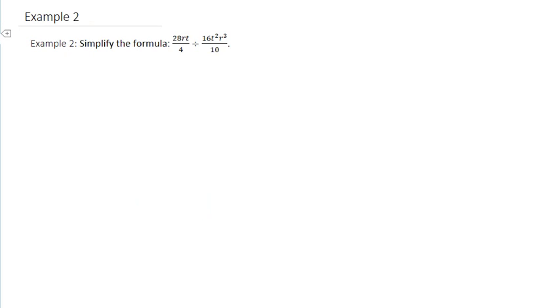Simplify the formula. So here we have 28rt over 4 divided by 16t squared r to the third over 10. So once again, let's expand this out a little bit. So 28 can be rewritten as 2 and 14 and then 2 and 7. So those are the prime factors of 28. So let's go ahead and write that.